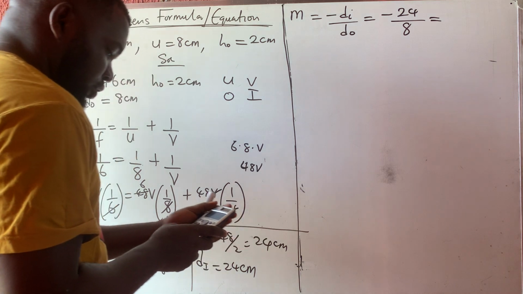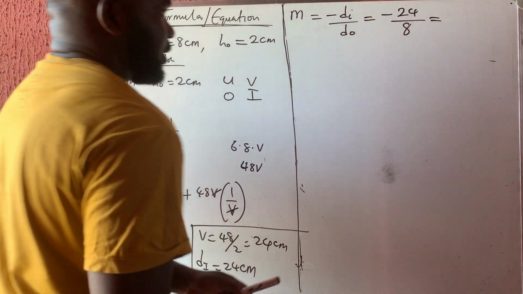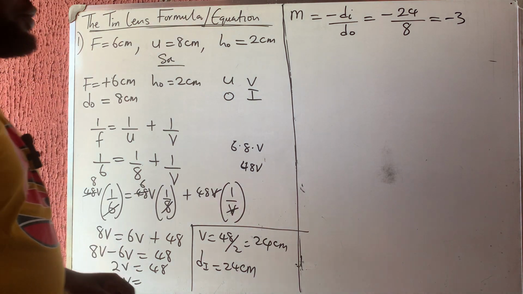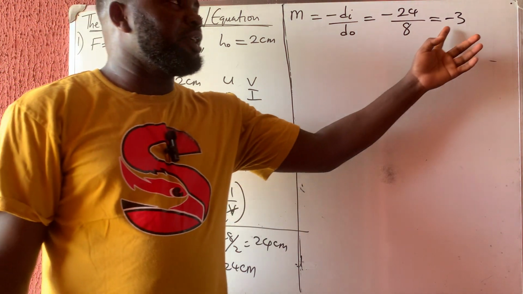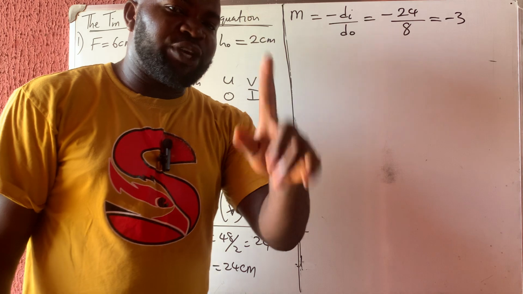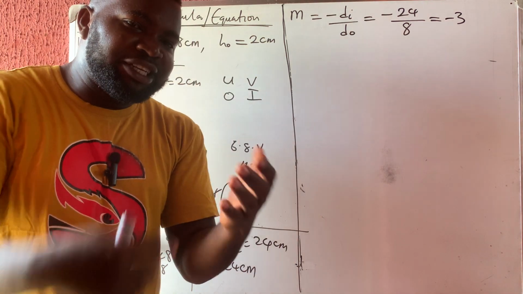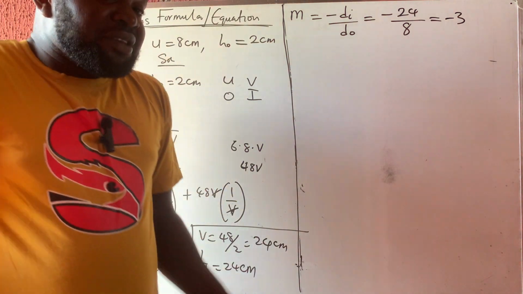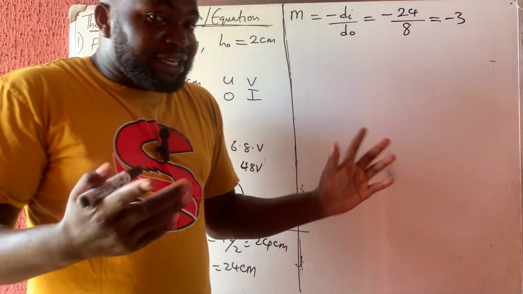That is 24 by 8. You have 3. So I'm having minus 3 as my what? My magnification. What did I tell you whenever the magnification is negative? If the magnification is negative, that means this image is inverted. And if it is inverted, it is real. Very, very simple. You see that this thing is very simple.